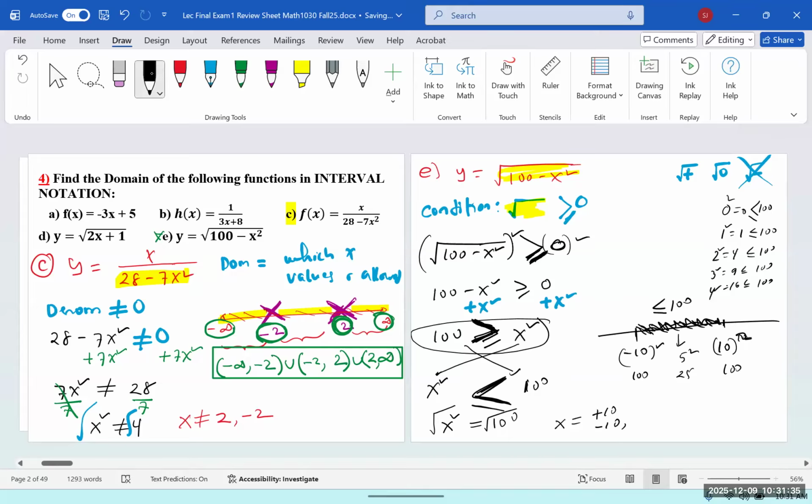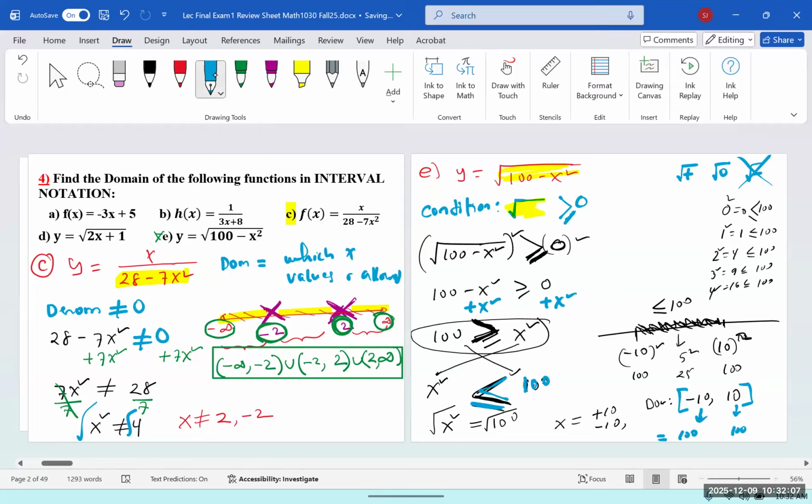That means your domain is from negative 10 to positive 10. And this time we are going to use brackets because negative 10 squared is 100 and you're looking for something that is equal to 100 or less than 100. So negative 10 squared is 100, so we're allowed to take it. Positive 10 squared is also 100, so we're allowed to take it.